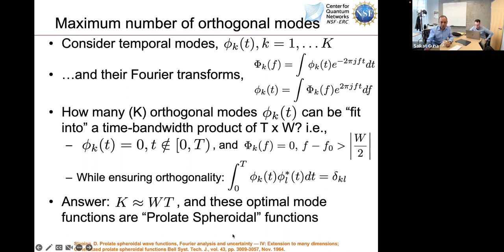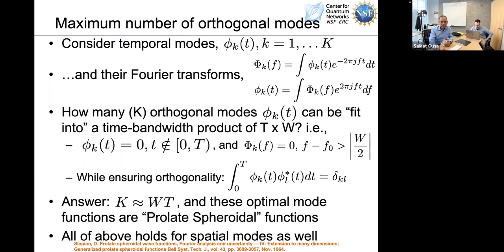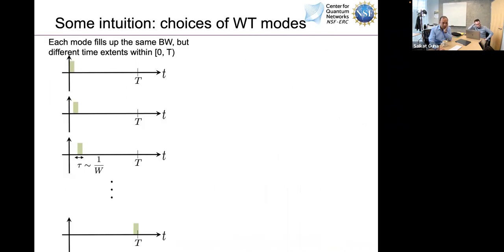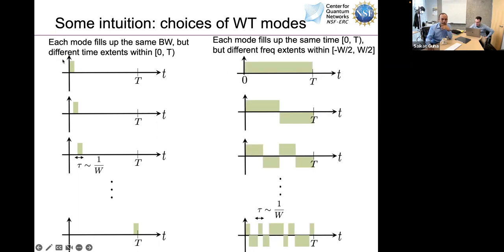This answer actually came through this beautiful paper from the 1960s by David Slepian, who wrote down what those optimum mode functions are. They're called prolate spheroidal mode functions. And all of this above obviously holds for spatial modes as well. Now, just to develop some intuition about the choice of these WT modes. So if you take the time 0 to T and take a little time window tau, and let's say you define mode functions, and I should have written here, so that the height of these mode functions is 1 over square root of tau.